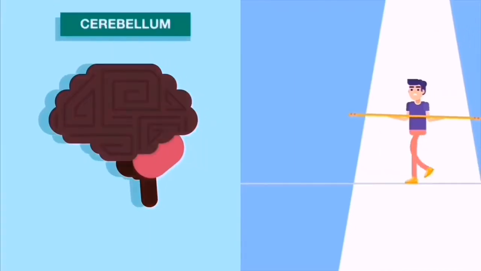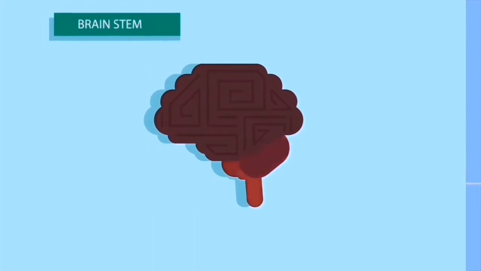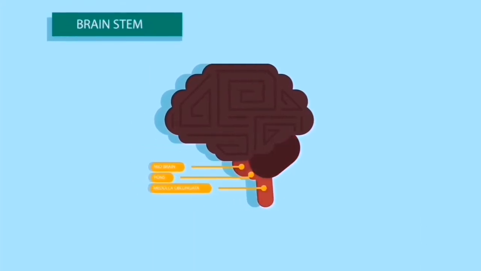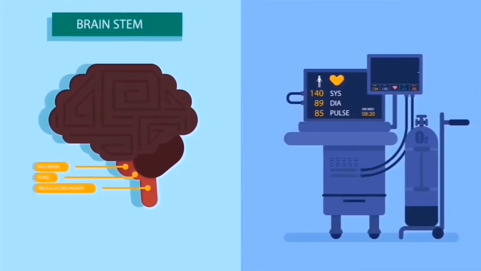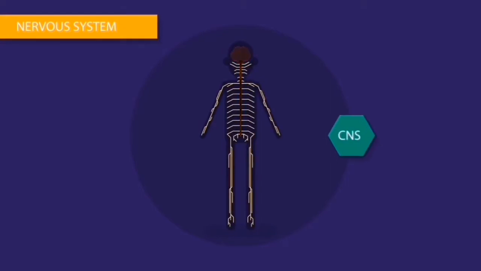The cerebellum is responsible for movement and coordination. It gives you a sense of balance and prevents you from falling down. The brainstem includes the midbrain, pons, and medulla oblongata. It controls your body's involuntary actions, like breathing, heart rate, and blood pressure. The brain comes under a system called the nervous system. Structurally, the nervous system is classified into 2 types: the central nervous system, CNS, and the peripheral nervous system, PNS.